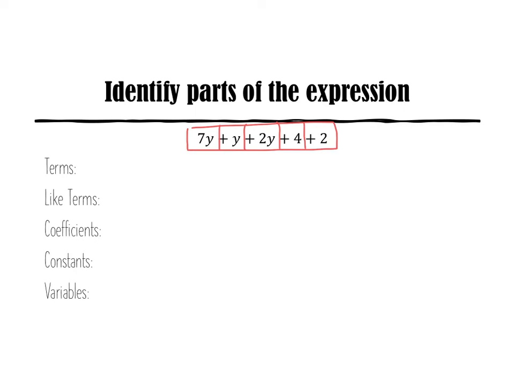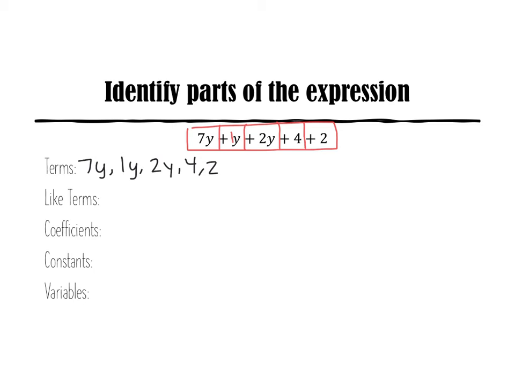Remember, terms are all of the things in the expression. So we're just going to list everything here. 7y. Don't forget there is an imaginary 1 in front of this y. I like to add it in there and write it just so that I don't forget that it's there. So 1y is another term, 2y, 4, and 2. Those are all terms.